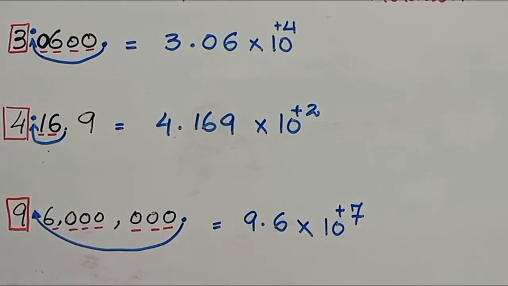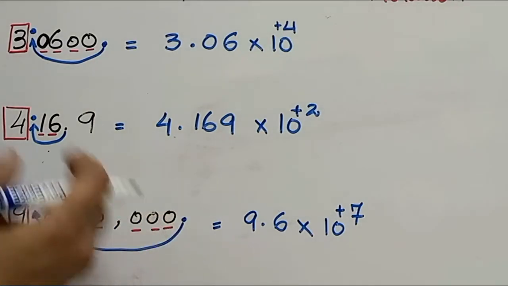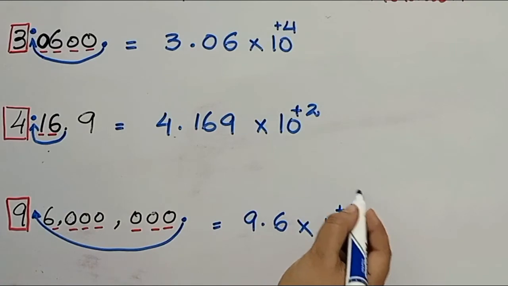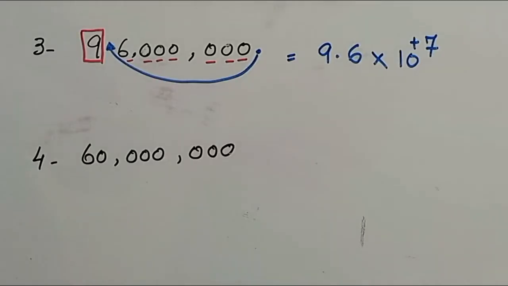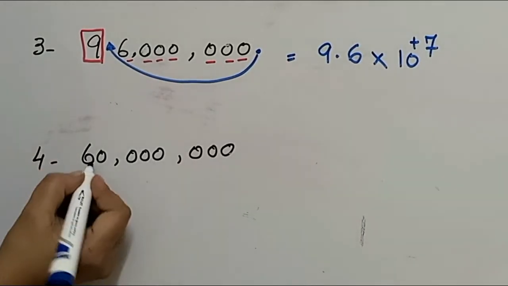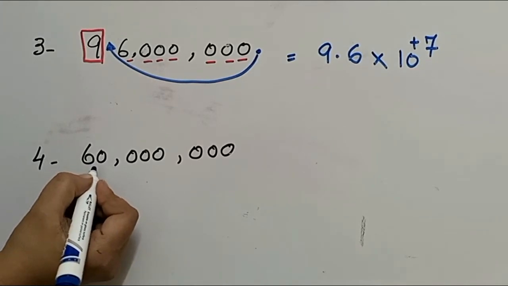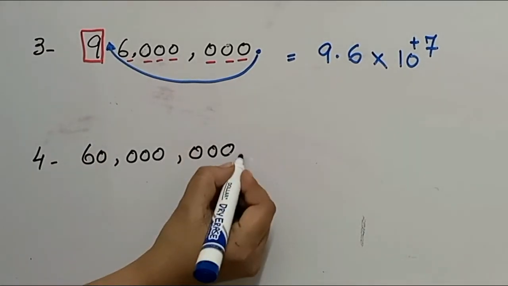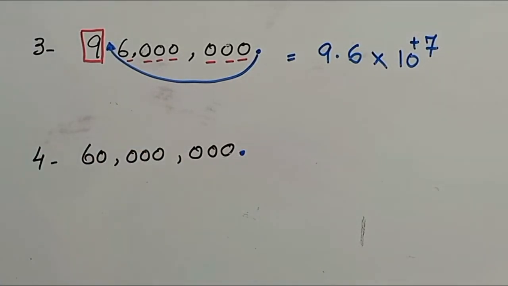Or we can say, when we are moving the point from right to left, then there will be positive power. Here again you can see that there is no point with this number, so the point will be at the end of this number.